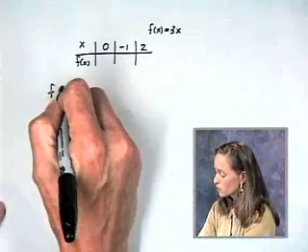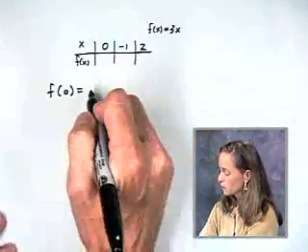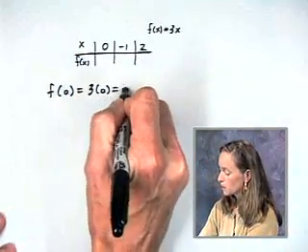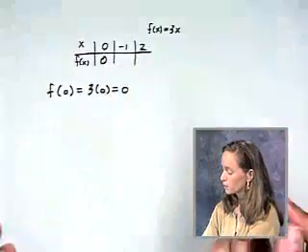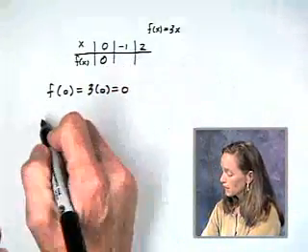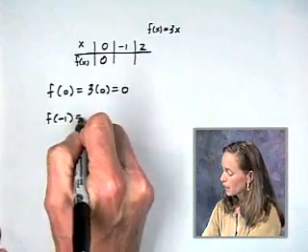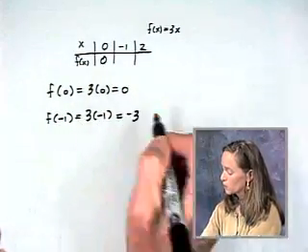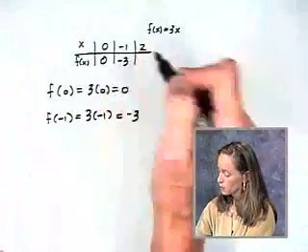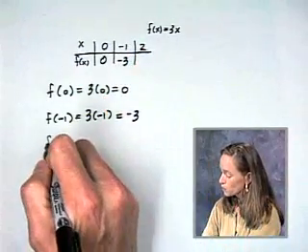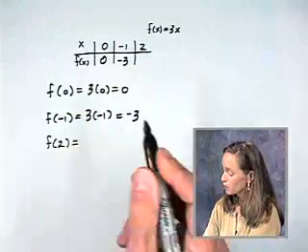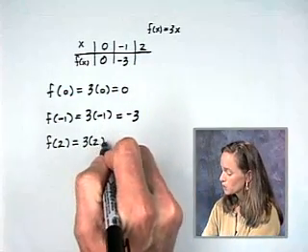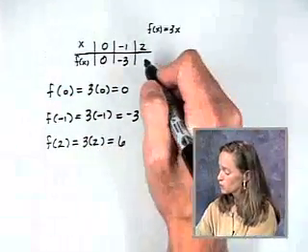Starting with 0, I need f of 0. 3 times 0 is 0. That goes in our table. Now I'm going to use -1 for x. F of -1 is 3 times -1, which is -3, which goes in our table. Now I'm going to use 2 for x. F of 2 is 3 times 2, which is the number 6.